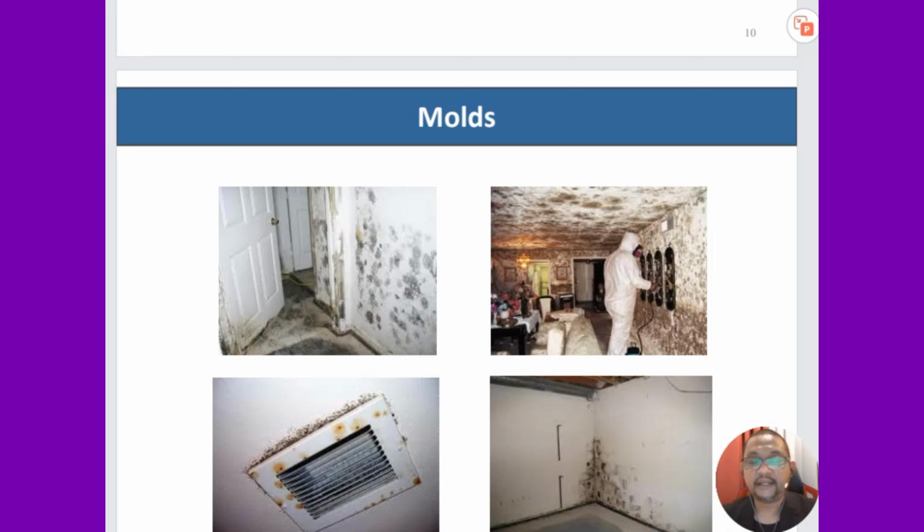New construction and renovations: construction dust and debris. Renovation and construction activities can release dust, silica, and other particles into the air. Off-gassing from new materials: new carpets, furniture, and other materials can release VOCs over time. These are some of the sources that contribute to indoor air pollution and indoor air quality.